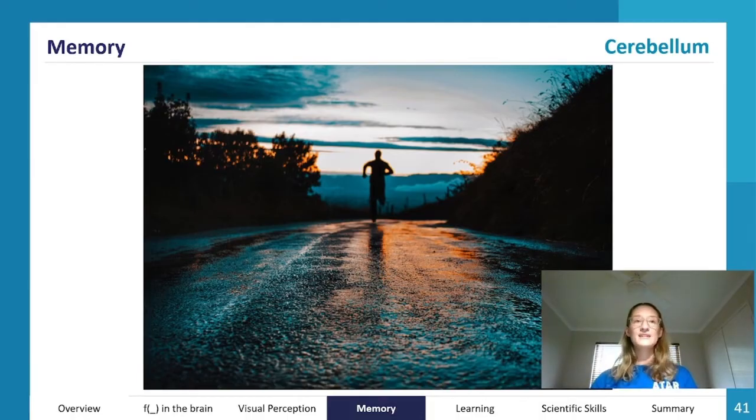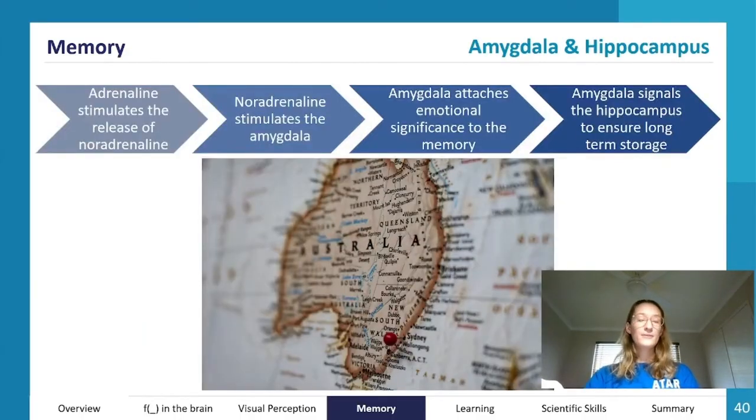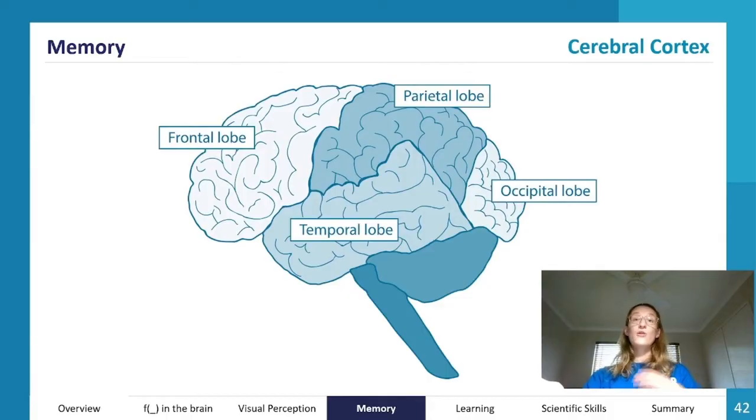In contrast with our cerebral cortex, we can see we've got our temporal lobe, our occipital lobe, our frontal lobe, and our parietal lobe, which obviously all have various roles in our memory.